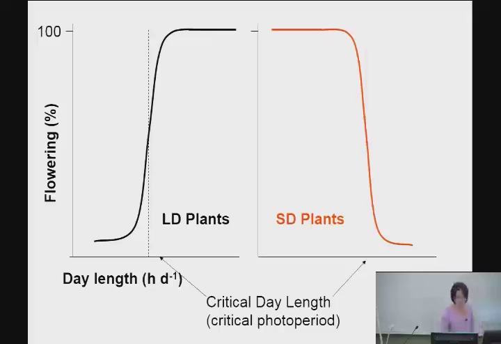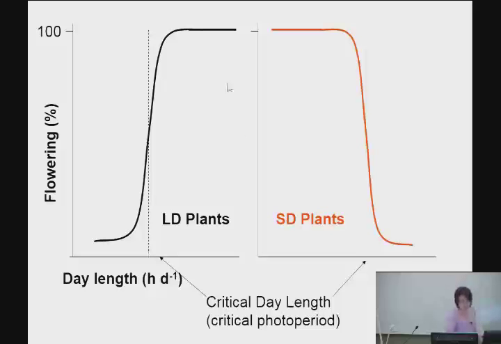This chart is showing flowering percent, so you start imposing photoperiods, and this chart shows under which conditions this particular plant flowers. Long day plants typically have this kind of curve. At a certain photoperiod, the response changes dramatically.